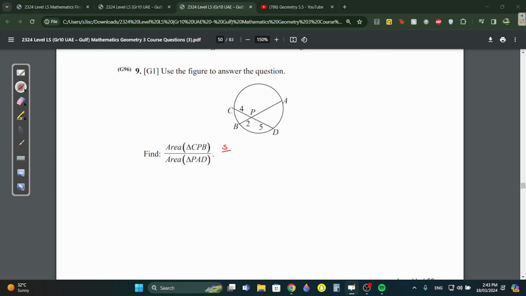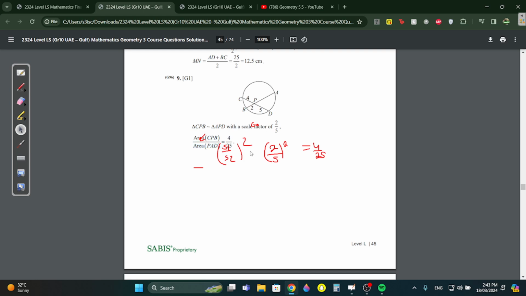It's basically any side over side 1 over side 2 squared. That's what I told you. You can either say k squared or side 1 over side 2 squared. You have to pick two corresponding sides. For CPB over here, we have sides 2 and 4, and for PAD, we have only 5. The corresponding ones, I told you, are the ones beside each other. So you can't say 4 corresponds to 5. This was in the quiz. You have to say 2 corresponds to 5. Side 1 from here is 2, and side 2 from PAD is 5. So CPB over PAD is going to be 2 over 5 squared, which is 4 over 25. Yeah, 4 over 25.